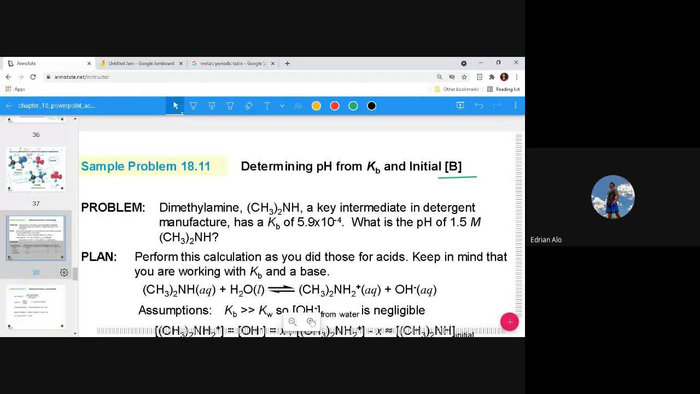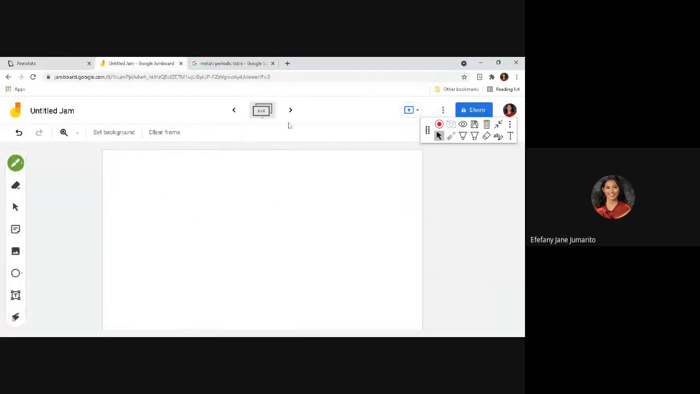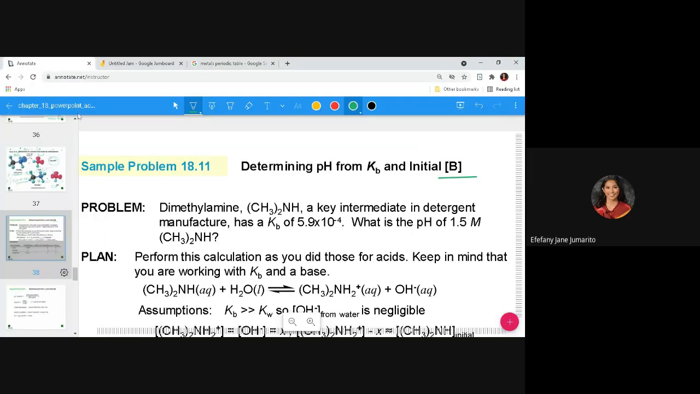Okay, let's read the problem. We have dimethylamine. So what is asked here? What is the pH? The pH is asked.